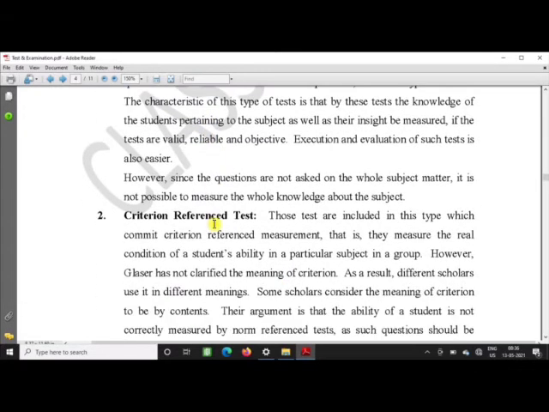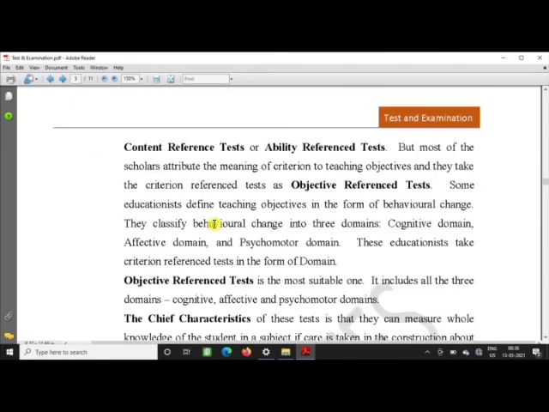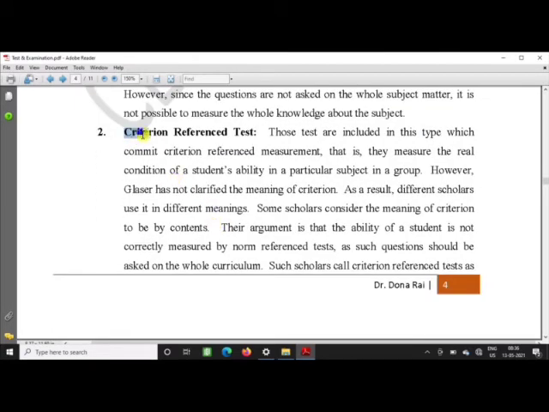So next we have the criterion reference test. It talks about the criteria on the basis of which students will be placed. Here it helps to measure the skills and knowledge a student has mastered. That means you will check whether the student has achieved or fulfills that particular criteria or not.